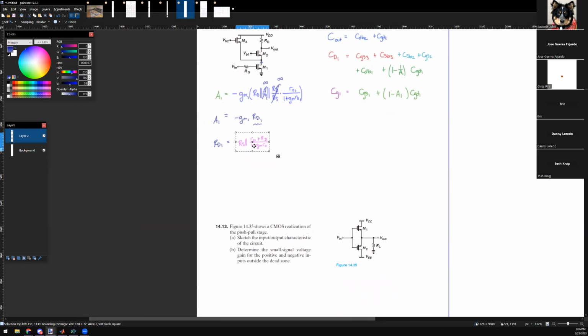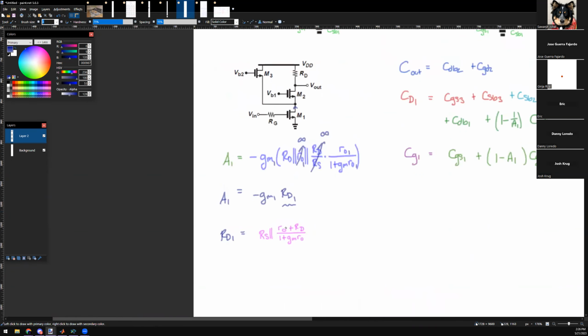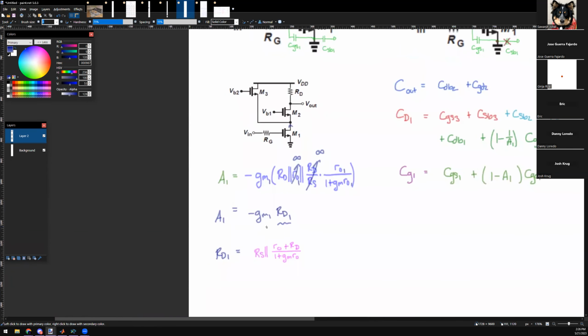And I want this to be the source of M2 and the source of M3 in parallel, right? These two paths are in parallel with each other. So I need the source of M3 and the source of M2.